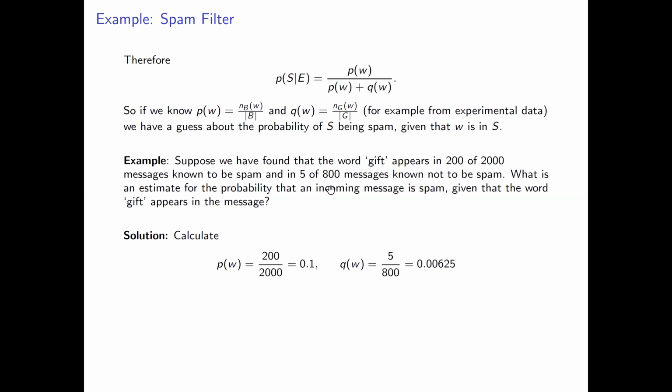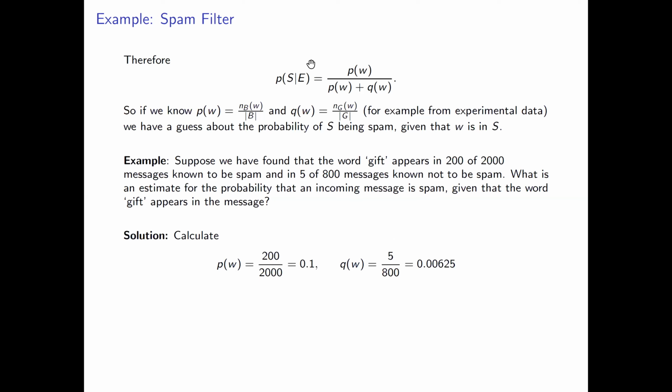On the other hand, we're also given that for every collection of 800 messages which are good, the word gift appears in about 5 out of every 800 good messages. And so the function Q of W, where W is the word gift, is going to be 5 divided by 800, which is exactly equal to 0.00625.